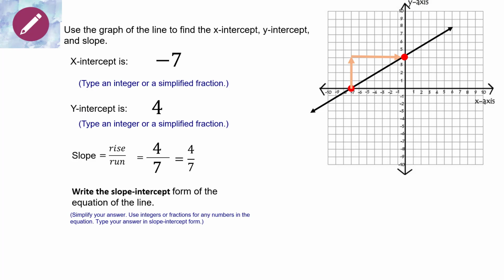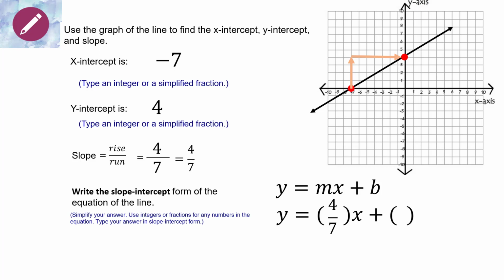Write the slope-intercept form for the equation of the line. Simplify your answer, use integers or fractions for any numbers in the equation. Type your answer in slope-intercept form. Once again, we're going to use y equals mx plus b. That's our slope-intercept form. M is your slope and b is the y-intercept. For this line, the slope is 4/7 and the y-intercept is 4. So our equation is y equals 4/7 x plus 4.